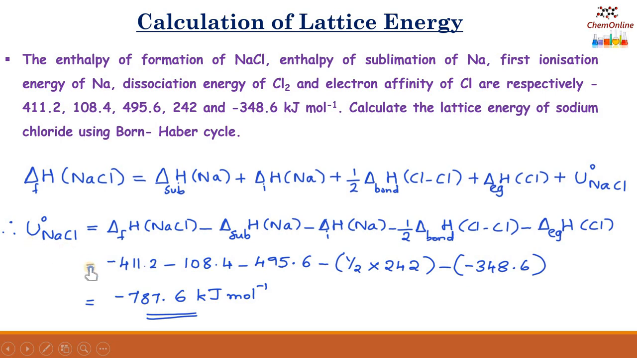So this will be equal to minus 411.2 minus 108.4 minus 495.6 minus half into 242 minus electron affinity value minus 348.6. So this will be equal to minus 787.6 kilojoules per mole. So this is the amount of energy released when 1 mole of sodium chloride is formed from its constituent ions, which is known as the lattice energy.